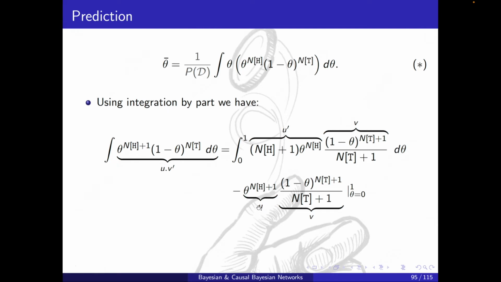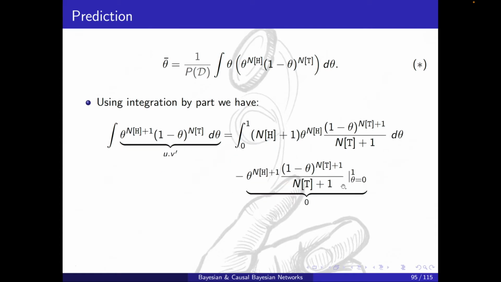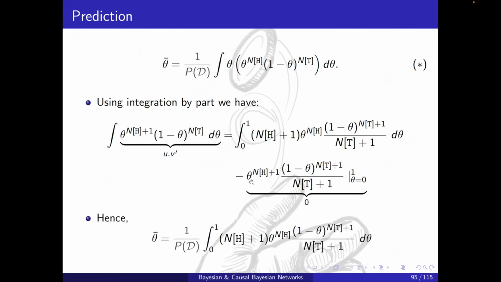Now, to double check this, just note that if this is my u, if this is v, then u appears here and v prime appears here as well. This is the derivative of this term. n_t plus 1 will appear as a coefficient and will cancel out with this denominator, and I will have 1 minus theta to the power of n_t. U prime v similarly can be calculated, so this will appear as a coefficient, and n_h, and v will appear exactly as it is here. The point, however, is that this part is 0, because if I replace 1, this will be 0. If I replace 0, this will be 0. So I'm just left with the first part, this integration.